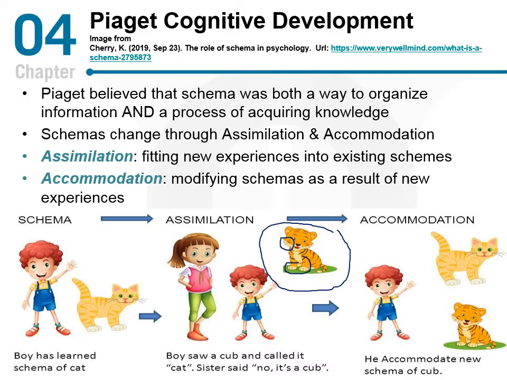But of course, his sister, being the good sister she is, corrects him and says, no, no, no, not a cat. This is a cub. It's a tiger cub. And so he has to assimilate that there's a difference between this kitty cat and this tiger. And so when he assimilates that information, what he's done is he has accommodated. So now he has 2 schemas. The first schema is about cats, and the second schema is a tiger cub. So that's the process that Piaget believed that we went through as we began to learn new things.